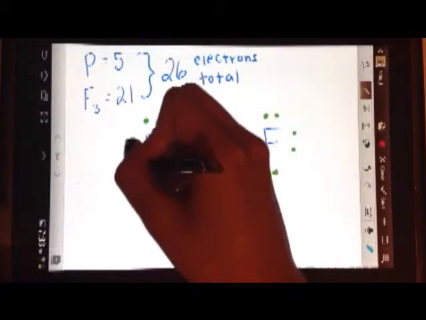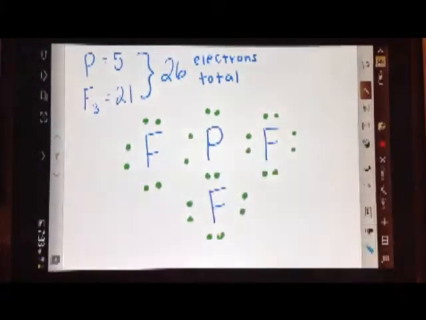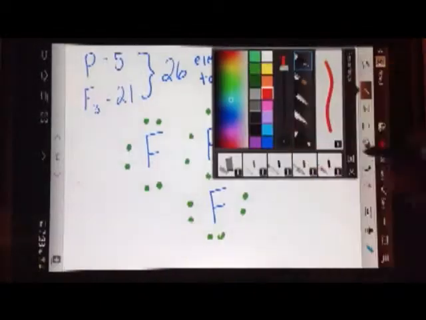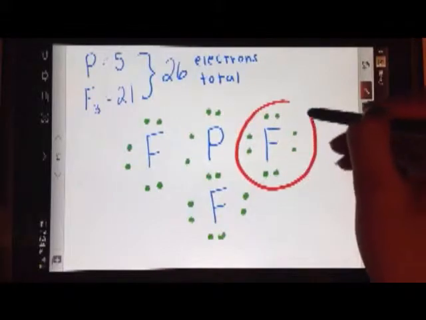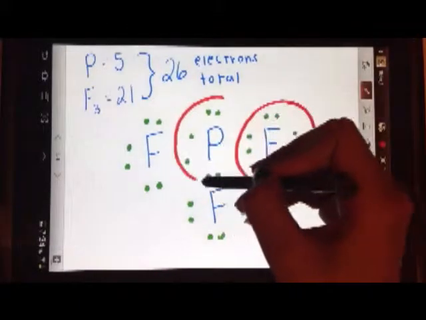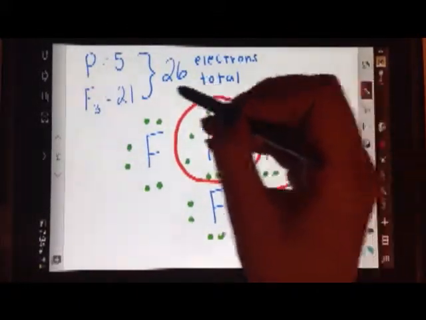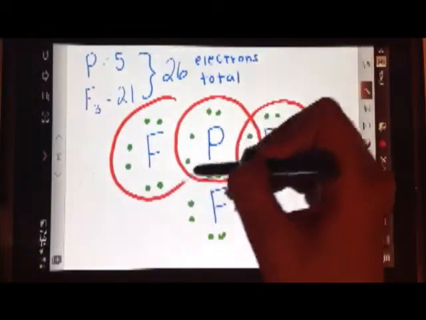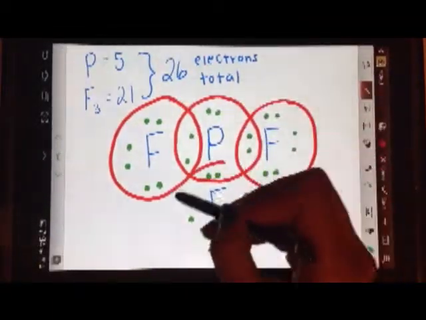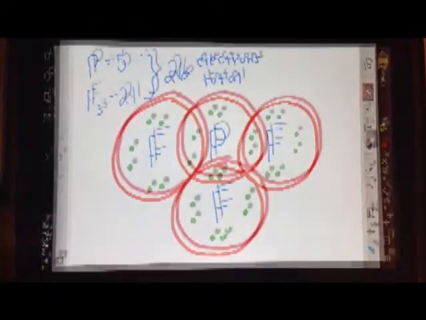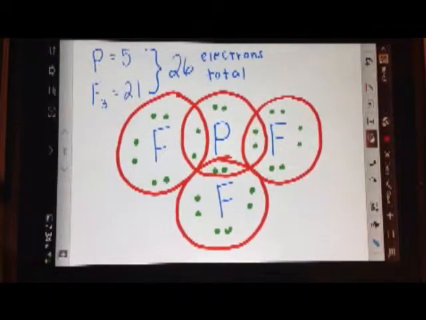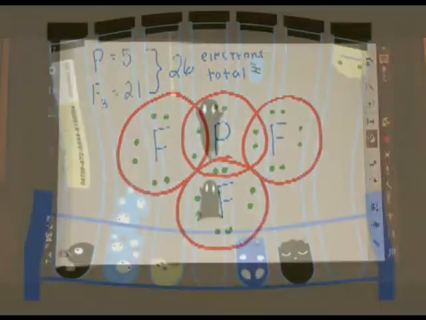To make sure, circle each electron. Each element contains 8 valence electrons. Your structure is correct.